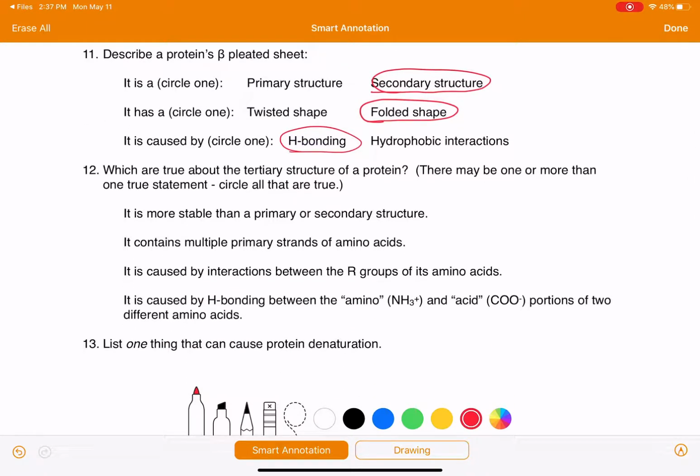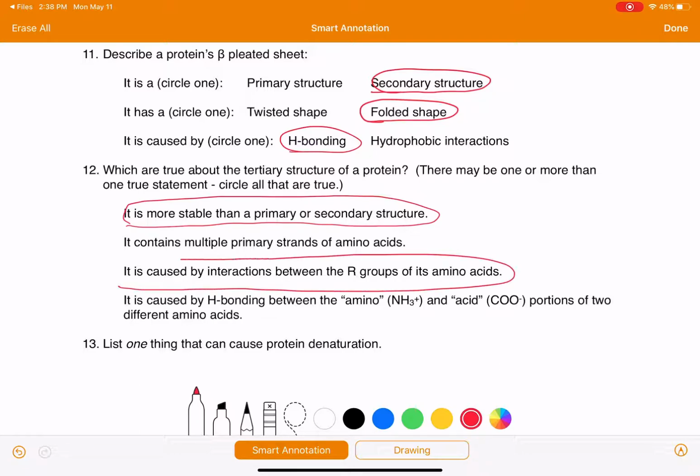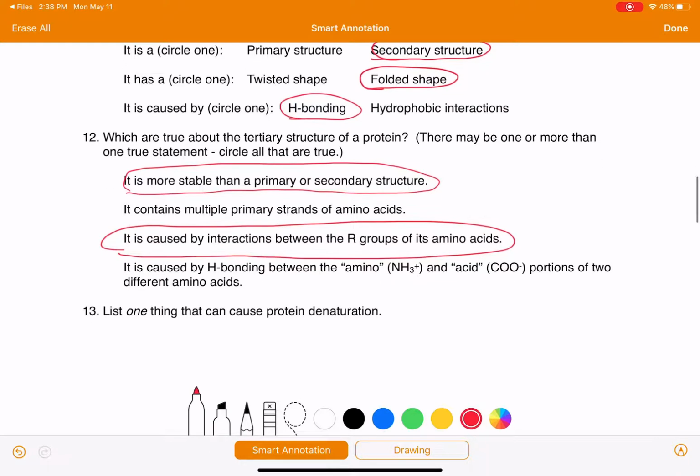What's true about the tertiary structure? It is more stable, so every structure becomes more stable. Secondary is more stable than primary. Tertiary is more stable than secondary and primary. It contains multiple primary strands. That is not true. That's a quaternary structure. It's caused by interactions between the R groups of amino acids. That is true. It's caused by hydrogen bonding between amino acids. No, that is secondary structure.